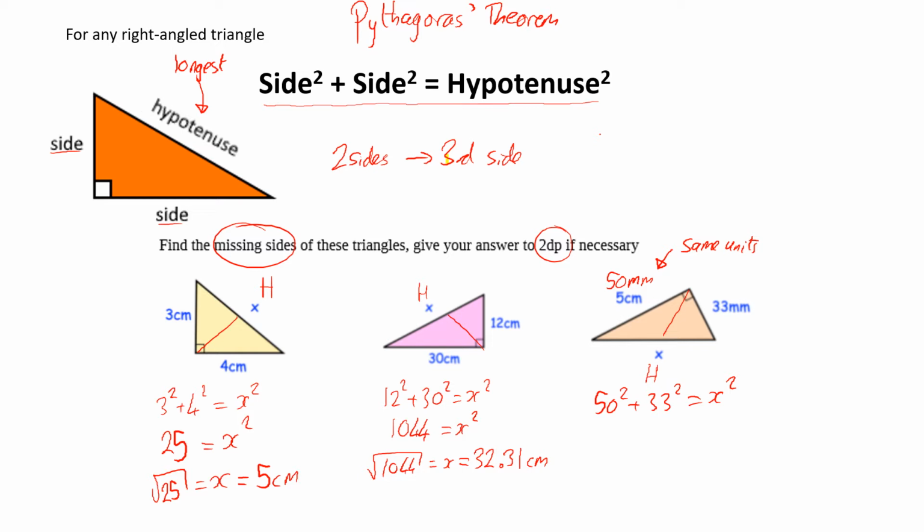For the third one, 50 squared and 33 squared, that's 3589. And then we want to square root that, so 3589 square rooted gives us 59.91 millimeters, because we did change the units to millimeters. And that's Pythagoras' theorem. It's really useful. Now, what we're going to do for the rest of this lesson is look at different ways of applying it, and applying it to application questions. But that's it as far as new things for today goes.